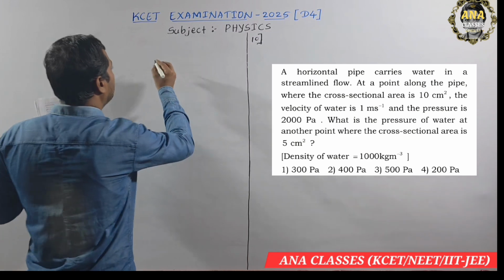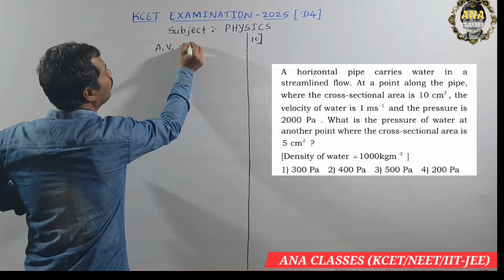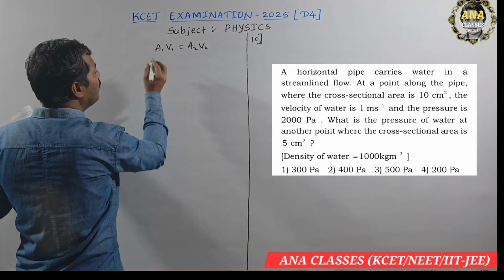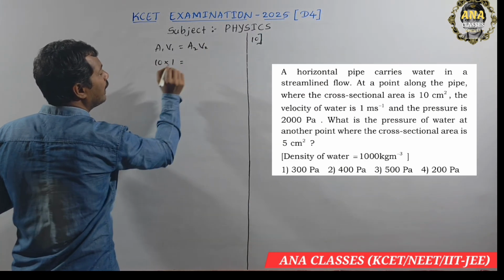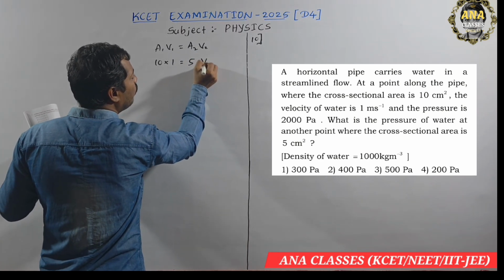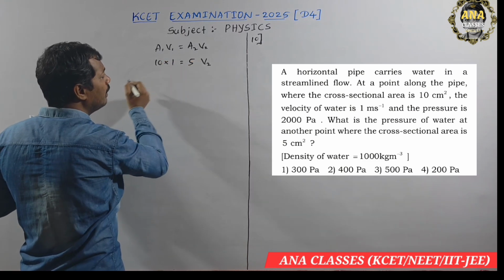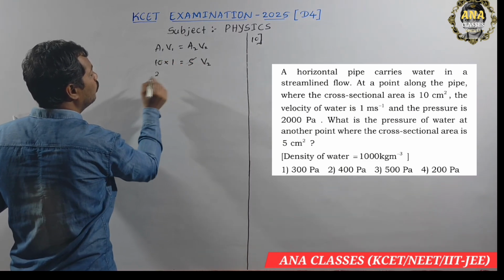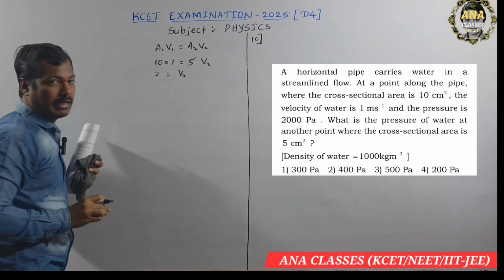The next question is with the equation of continuity, that is A1 into V1 is equal to A2 into V2. A1 is given, that is 10 centimeter square, and V1 is equal to 1 meter per second. A2 is also given, that is 5 centimeter square, and V2 we have to calculate here. So centimeter square gets cancelled. The answer here is 2. The velocity is calculated as 2 meter per second.